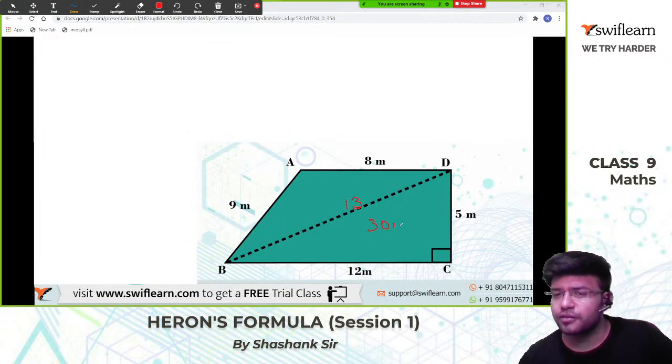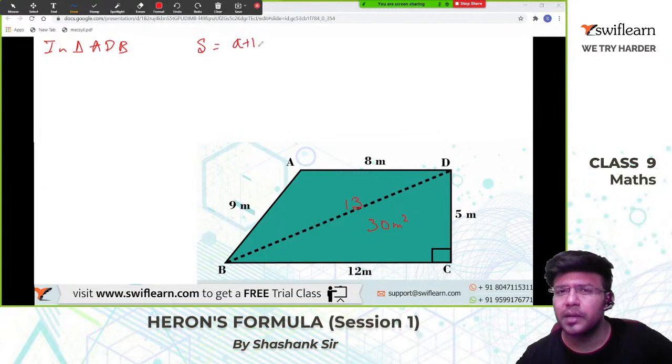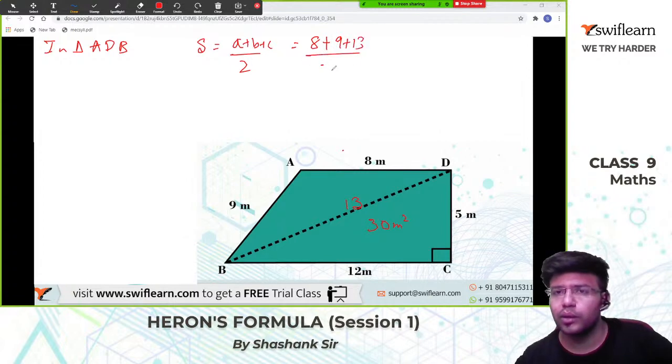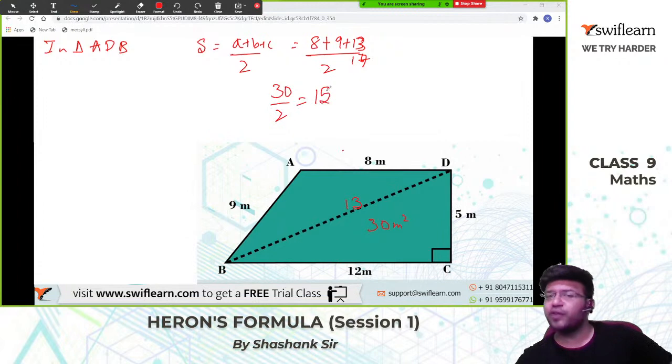Square root of S. अभी S चेंज होने वाला है. देखो यहाँ पे S क्यों चेंज होने वाला है? इन ट्राइंगल ADB. ये अलग ट्राइंगल है ना, डायमेंशंस अलग है, तो S चेंज हो सकता है. Yes, S, the semi perimeter is given by A plus B plus C by 2. How much is A? A is 8 plus 9 plus 13 by 2. Yes, 8 plus 9 is 16, is 17, sorry, and 17 plus 13 is 30. So 30 divided by 2, how much is that? ये भी 15 आ गया. अरे वाह. So S is 15 centimeter.